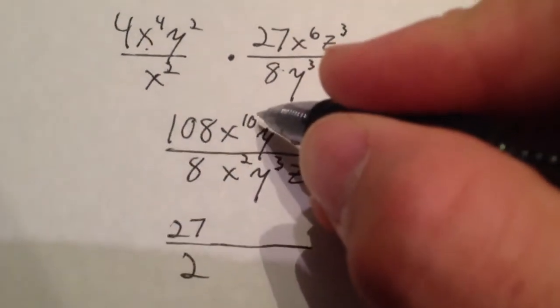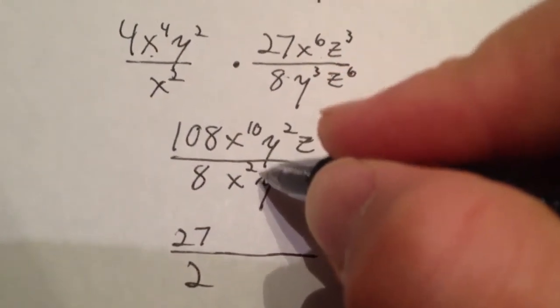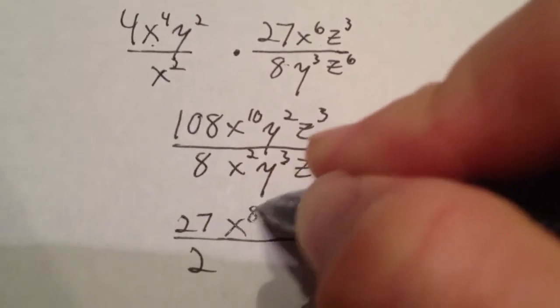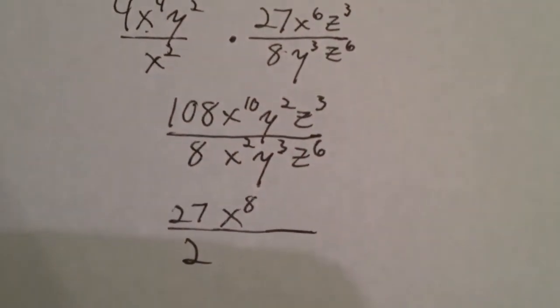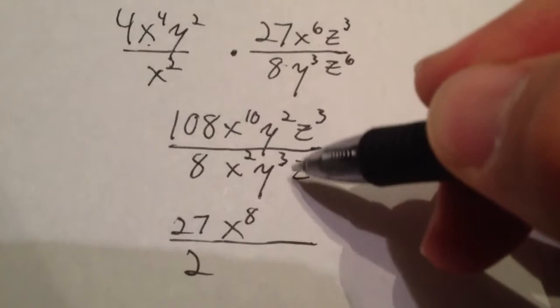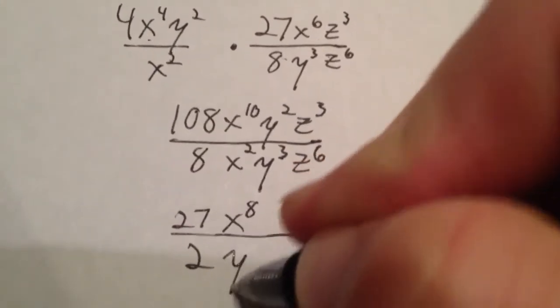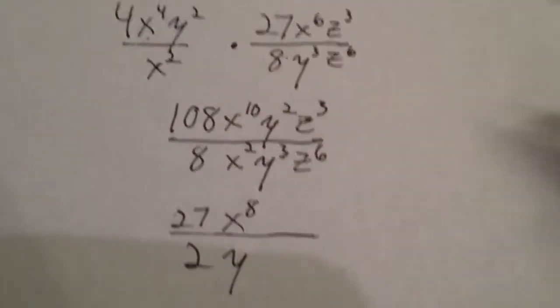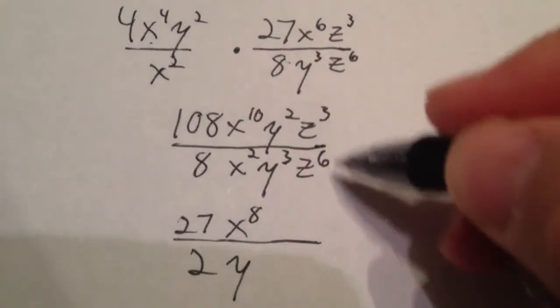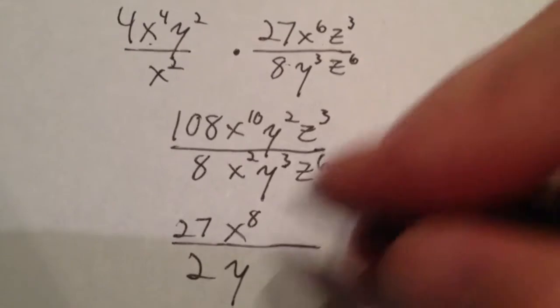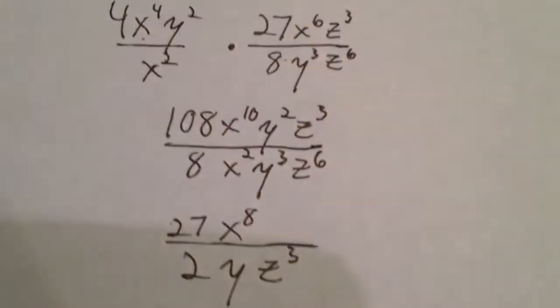X to the 10th, 10 minus 2 is going to be 8. And since the bigger one's on the top, the x to the 8th is going to be on the top. And you have y squared and y to the 3rd. The bigger one's on the bottom. 3 minus 2 is going to be 1, but it's going to be y to the 1st on the bottom. Z to the 6th, z to the 3rd. The bigger one's on the bottom, so 6 minus 3 is 3. So z to the 3rd.